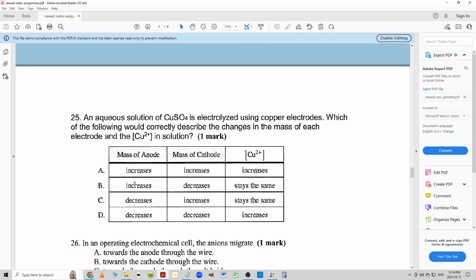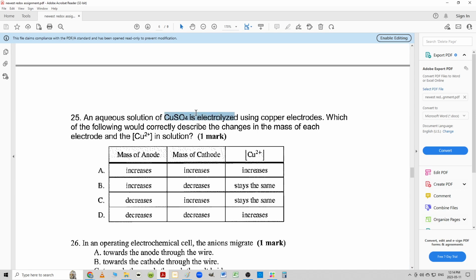Okay, let's keep going. We've got an aqueous solution of CuSO4 that is electrolyzed. So again, it's in water. Which of the following happens to the mass of each electrode? Well, we have to be careful, because if water is interfering, oh, both are copper electrodes. Okay, so the copper is coming off of one and going to the other. Which of the following would correctly describe the change in the mass of each electrode in the Cu2+ solution?